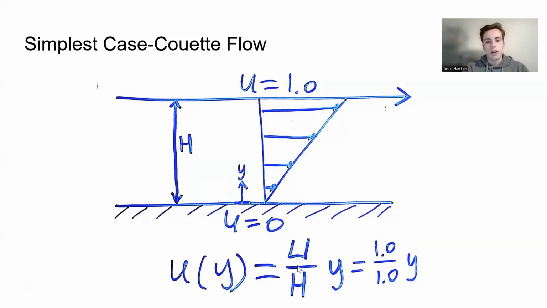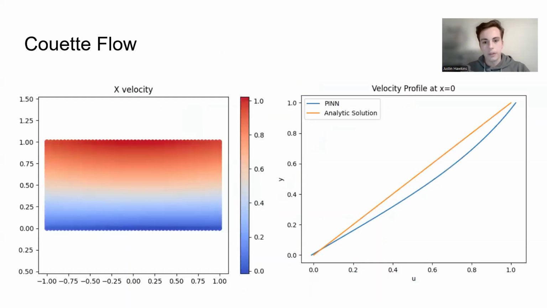U as a function of y is equal to big U over h, where big U is the velocity of the top and h is the height of the channel. So it should just come out to a linear profile. And here are my results. And as expected, the PINN performed pretty well.